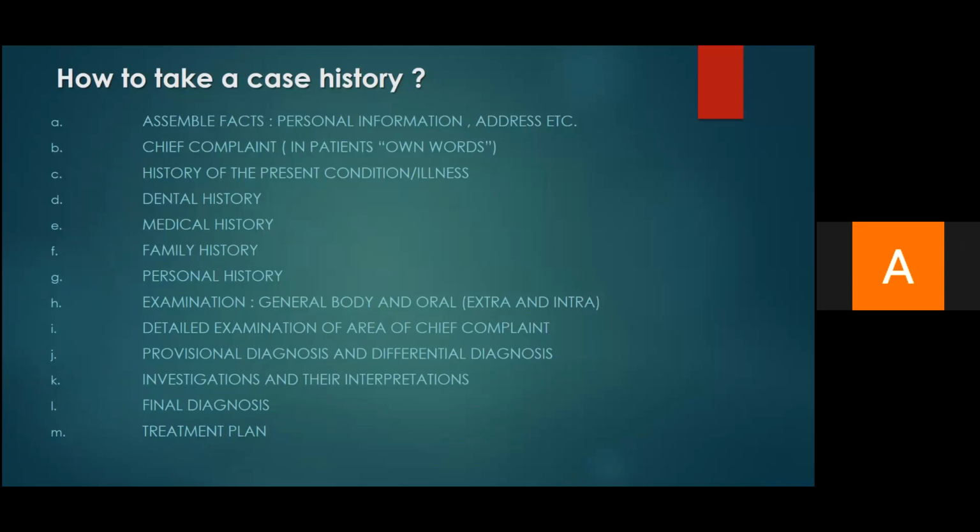Then comes the personal history. Personal history can be divided into two parts: the habits he practices, and the hygiene he practices. Like oral hygiene habits, whether he has a habit of clenching or bruxism, or any habit of anxiety, tension, or nervousness. This also comes under habits.